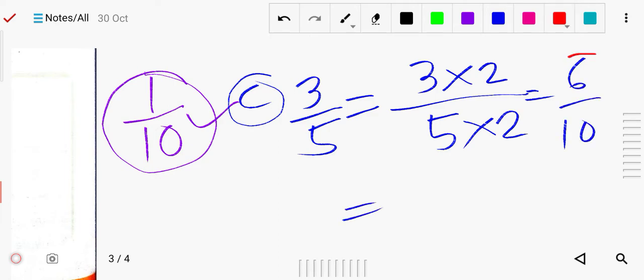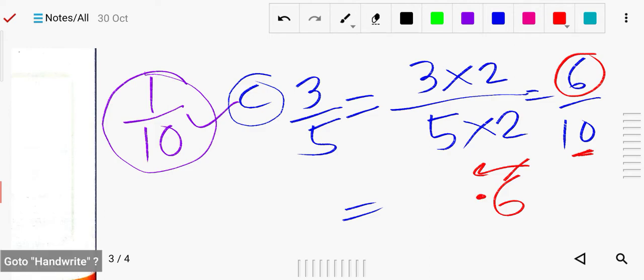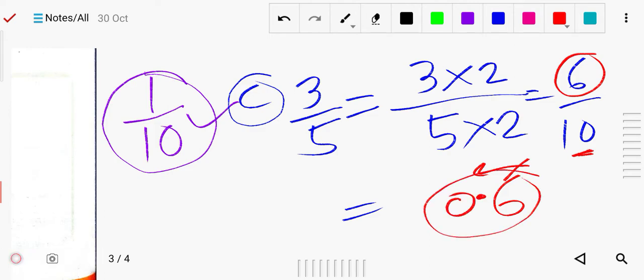So what I told, this 6 you write the same. Count how many 0s? 1 zero. Count from this side, right to left. So 1 zero means 1. Then after that put the decimal and 0. This is your answer, 0.6. Okay.